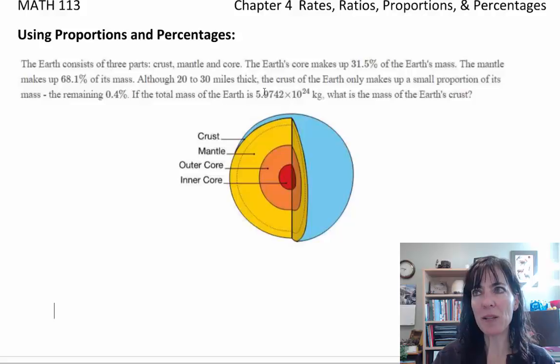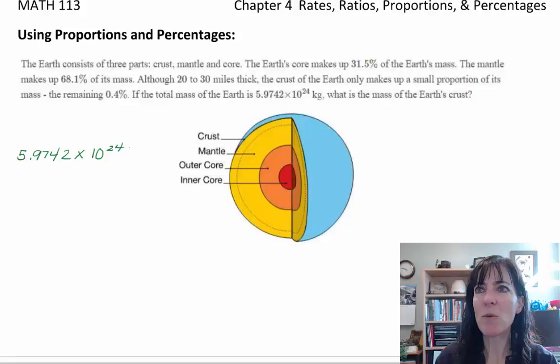So if the total mass of the Earth is 5.9742 times 10 to the 24th kilograms, what's the mass of the Earth's crust? So we want to know, I have a couple of things I need to talk to you about. So the mass of the Earth's crust is written as 5.9742 times 10 to the 24th kilograms.